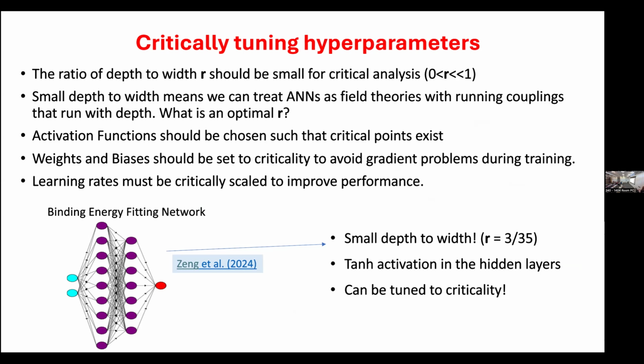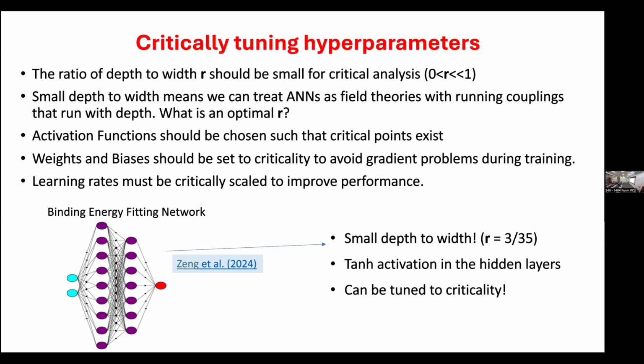Because this lets us do this type of analysis to find critical values for the parameters that are relevant to us. And we want to choose activation functions where these critical points exist. And so after we have critical values for the initialization and the scaling, we can tune our networks this way to get the improved stability and performance that's offered.